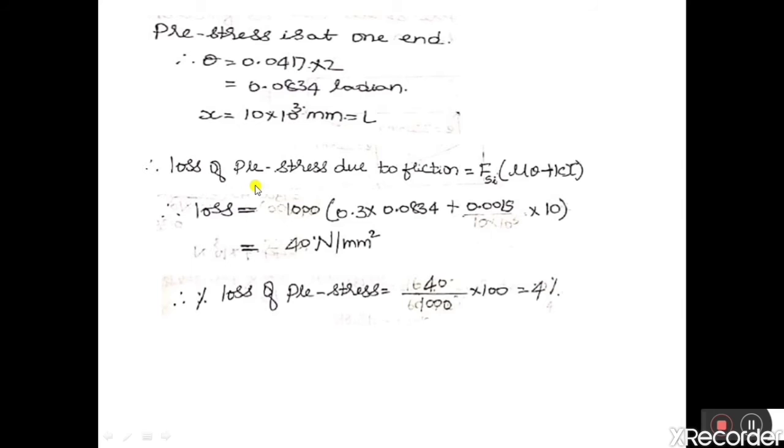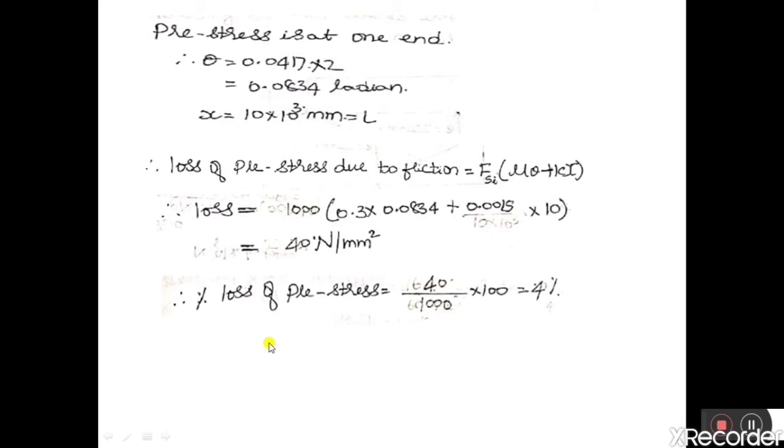And we know the formula to calculate loss due to friction, that is P_i into (mu theta plus K into x). So loss is equal to P_i, the initial pre-stress, which is given as 1000 Newton per millimeter square, into (0.3, mu is given, into theta, which we have calculated from the given slope, plus K, which is given, into x). So loss is equal to 40 Newton per mm square.